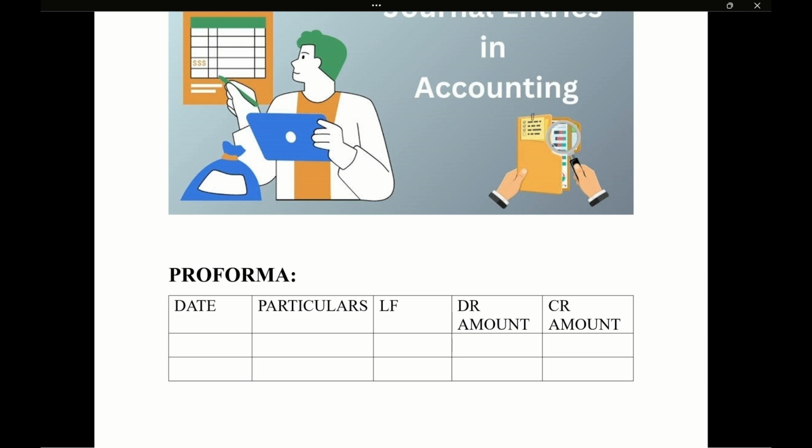Date. Here date means the day on which a particular transaction takes place. Particulars. Particulars means the two aspects of a transaction, that is debit and credit, are recorded. LF. LF here means ledger folio. It is the page number of the ledger on which the corresponding entry is posted. Amount. The amount to be debited or credited is recorded.